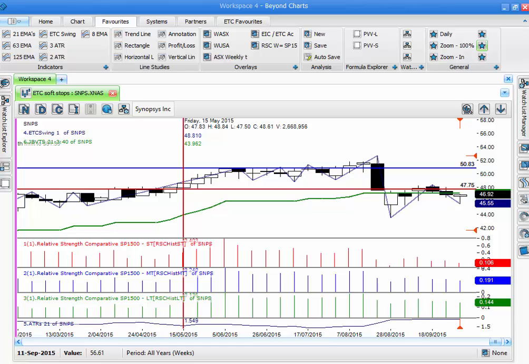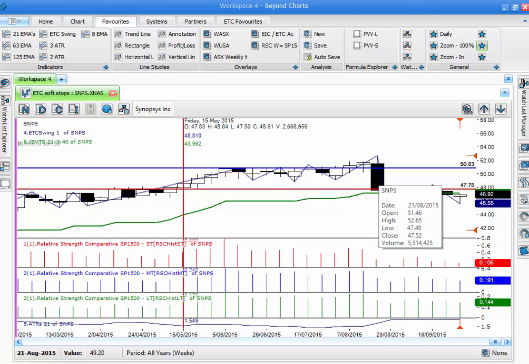SNPS, when did price close below the 2 ATR based soft stop? Well, it did on this particular candle, the black candle there. So the close there at 47.52. It means we need to get out at market the very next day. Again, very volatile market, so we need to think about this.